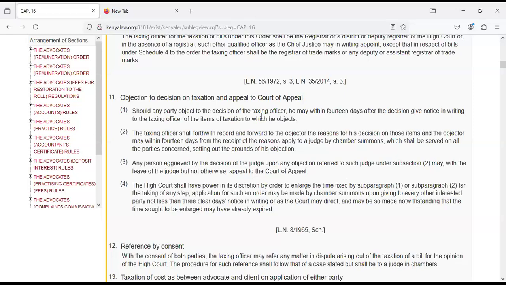If 14 days have passed and the taxing master has not given the decision, or after receiving the decision of the taxing master, 14 days have passed before a party challenges the taxing officer's decision through a chamber summons. So challenging the decision is a miscellaneous reference, a miscellaneous reference by way of a chamber summons.